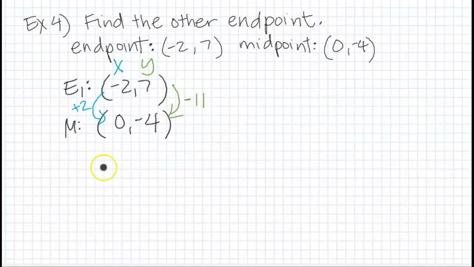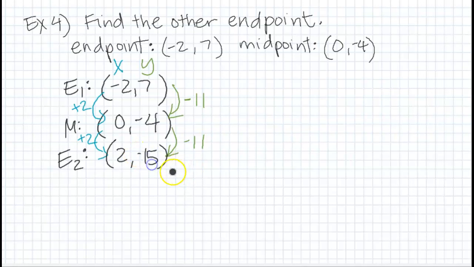Now to get to my other endpoint, I want to move the exact same distance. So the distance from 0 to the x value of my endpoint should be 2 spaces away. That makes 0 plus 2, 2. That is going to be the location of my x value. Now for my y value, I also want to decrease 11 spaces or numbers. I have -4 minus 11, and that gives me -15. So this is my other endpoint.